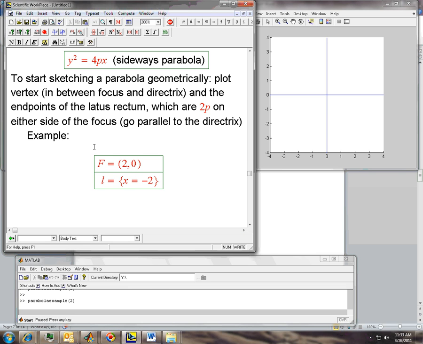Here's another example of a parabola. It's going to end up being a sideways parabola. And when the vertex is at the origin, we'll move it around later, but when the vertex is at the origin, the equation is always going to be y squared equals 4px.